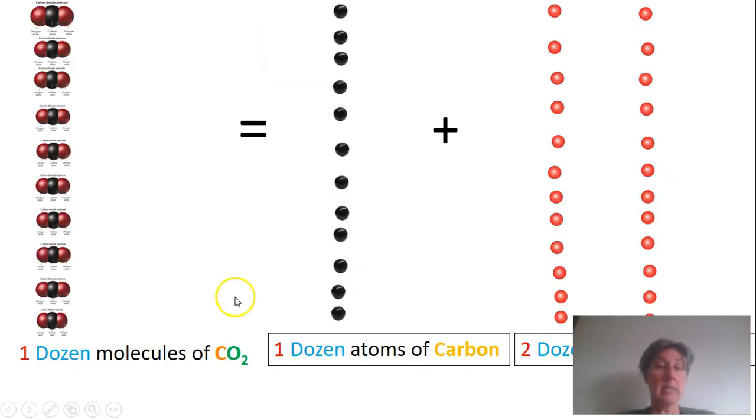If I draw this, I changed my drawing so that we've got a dozen, because people are comfortable with the group word a dozen. So if we have a dozen, one group of carbon dioxide molecules, and we break that up, we will get 1 dozen of carbon. Each of these will make a carbon, and we'll get 2 dozen oxygen. So 2 groups of oxygen.